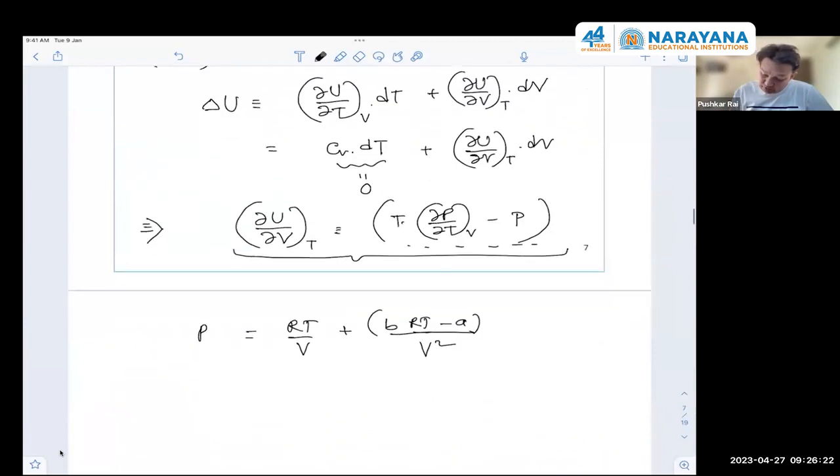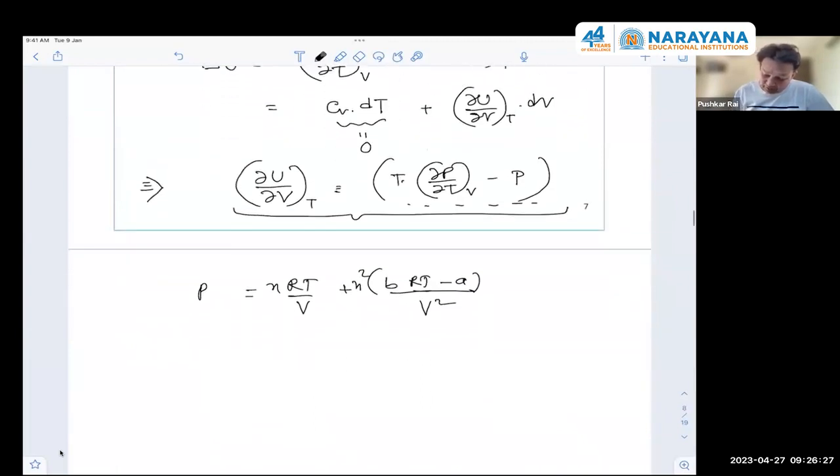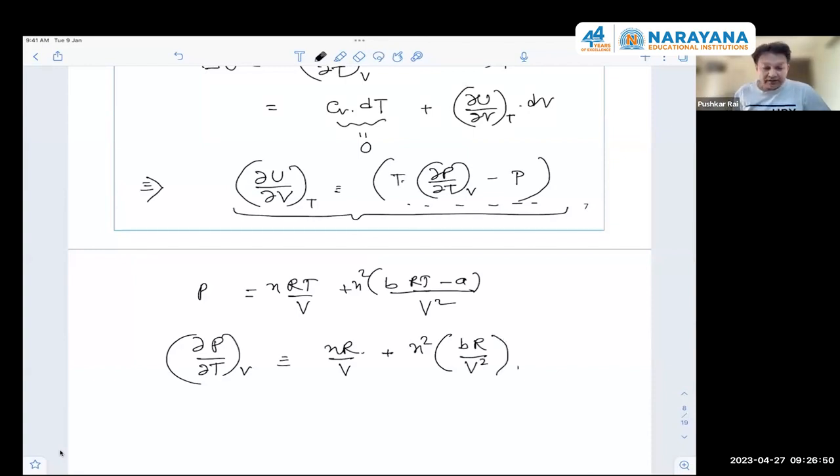Okay, and if you put here N square and you put here N, it's all right. So can you find del P by del T at constant V? Of course you can get it very easily. So that is going to be equal to nR by V plus n square bR by V square. That is del P by del T.